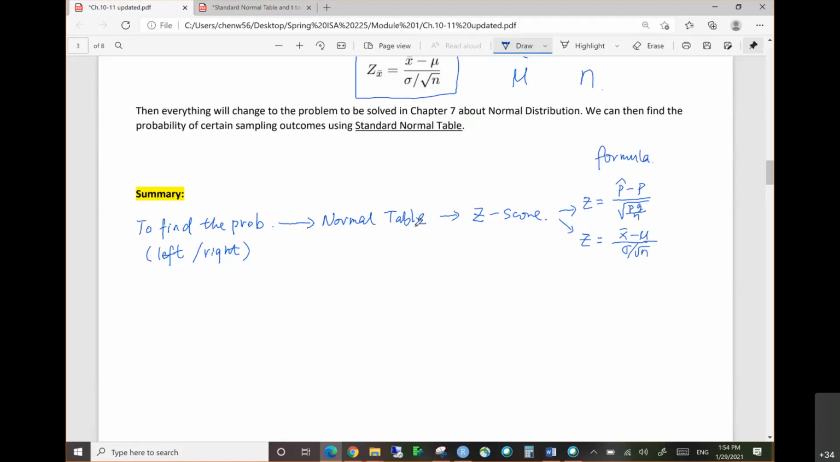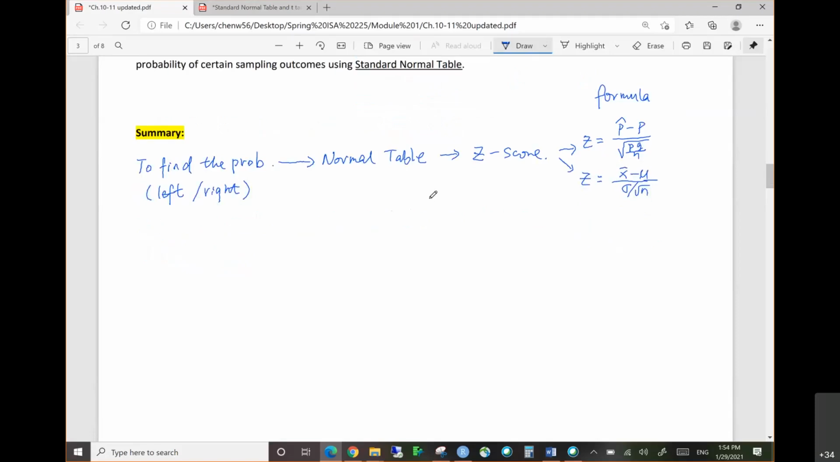All right, so how can we use this formula? Before we use this formula, what do we need to do? We need to make sure the sampling distribution is a normal distribution so that we can calculate the z. How can we check whether they follow a normal distribution? We need to check the assumptions.